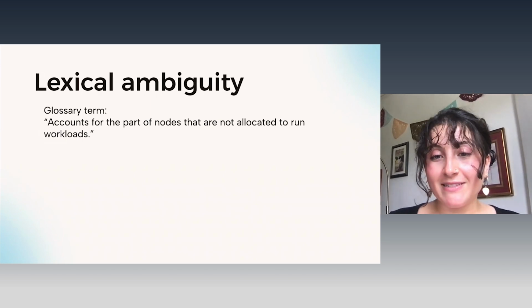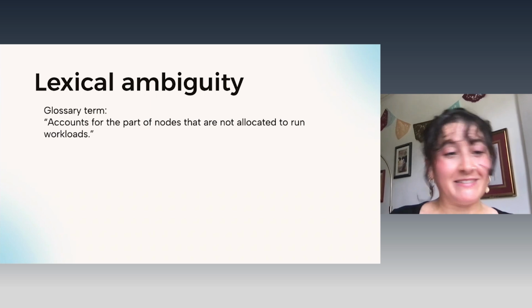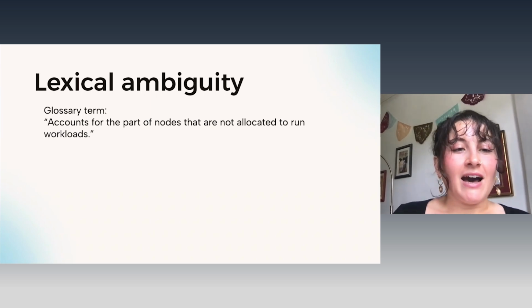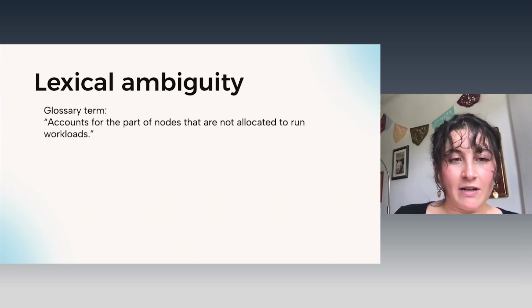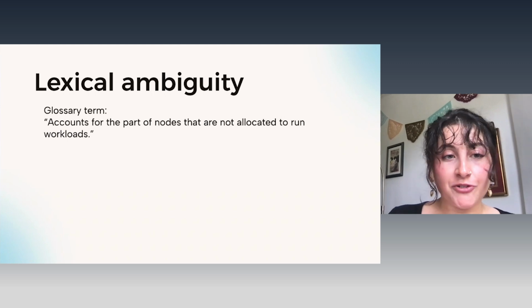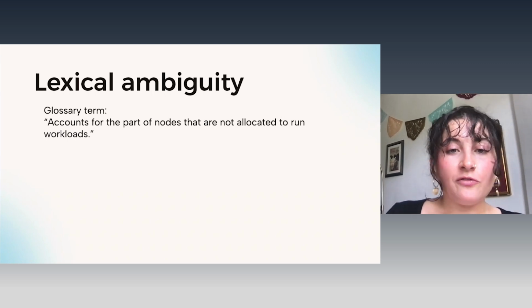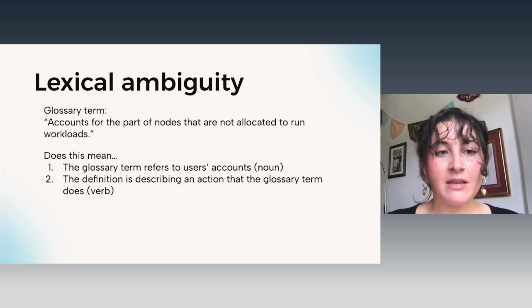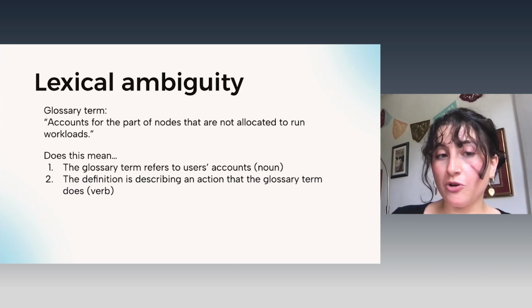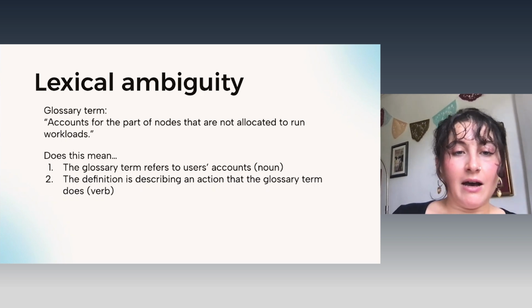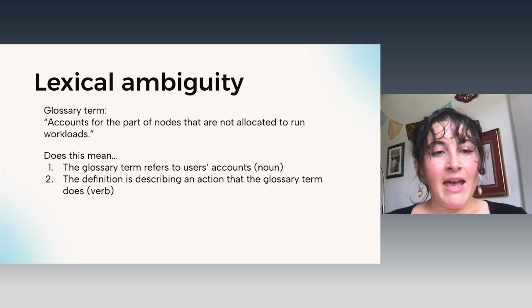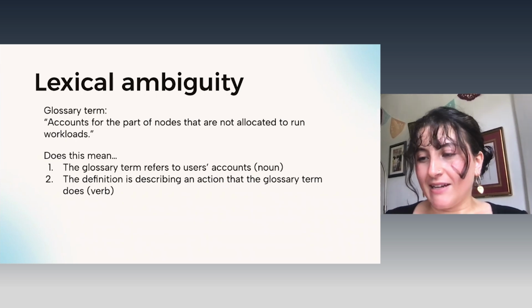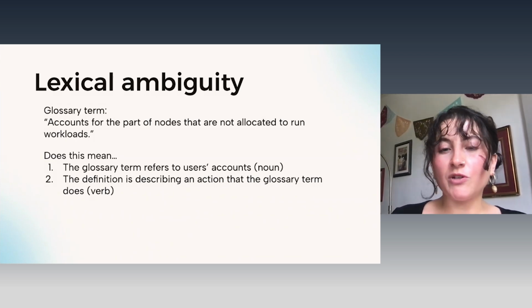So when I first read this, again, aside from being excited, it was an example of lexical ambiguity. My first interpretation was that accounts, the first word of that definition, was referring to a noun. So as in like user profiles. So the glossary term was a user profile for nodes.